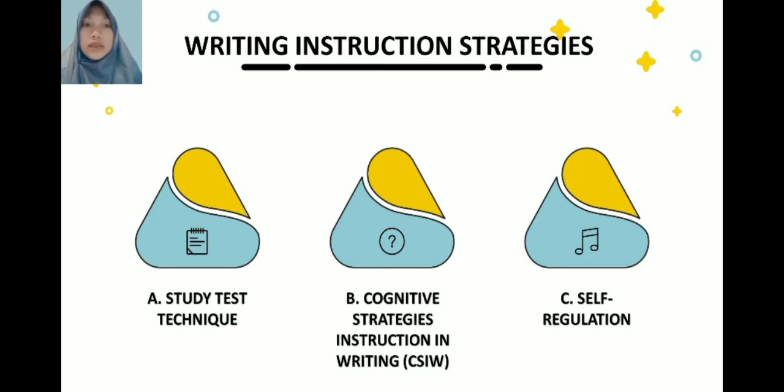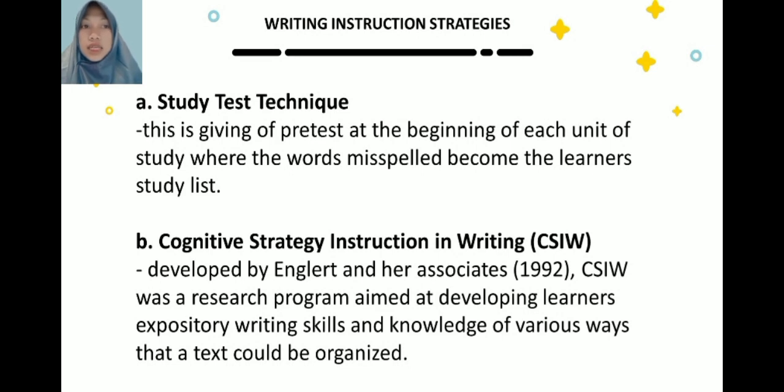The first one is the study test technique. This is giving a pre-test at the beginning of each unit of study, where the words misspelled become the learner's study test. This pre-test is the testing of spelling, pronunciation, and grammar. If the pre-test is given at the beginning of the unit, there is also a test given after the unit to determine the learner's mastery, which is the post-test.